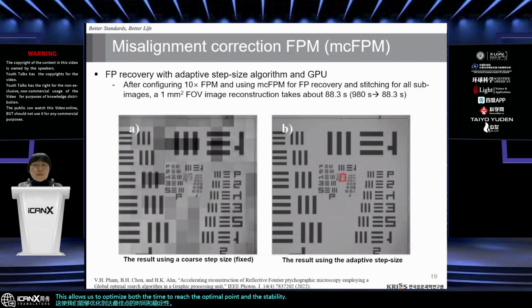By using the adaptive step size for FP recovery and parallel processing of independent subimages with a GPU, we were able to reduce the processing time to less than 1/10 of the original time. Furthermore, unlike in figure A, where subimages couldn't reach the optimal point and residual errors occurred due to the fixed step size, using the adaptive step size algorithm as shown in figure B allowed us to assemble images in the spatial domain without errors.